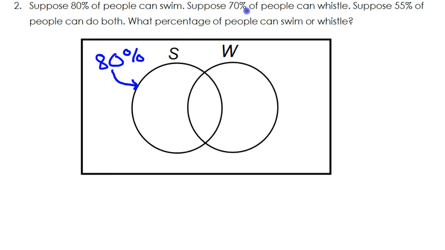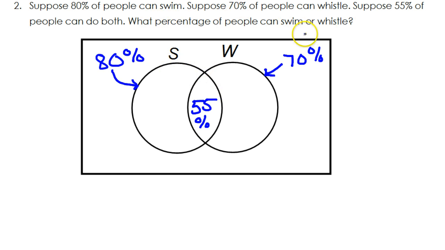Okay, 70% of the people can whistle. Again, I'll just do the arrow because the entire circle represents 70% of the people. Now, 55% of the people can do both. I can put the 55% right in here because that is very clear that it just represents the overlap, the people who can do both, whistle and swim.